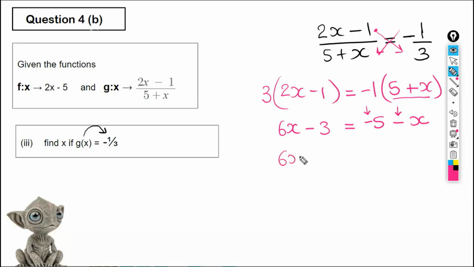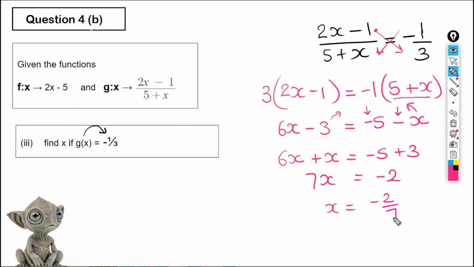Throw all the x's on one side. Remember to change the signs when you are doing so. You're going to get 7x is equal to minus 2. Therefore, x is definitely minus 2 sevenths. Right, so look for your errors. Make sure you see it before we move on.